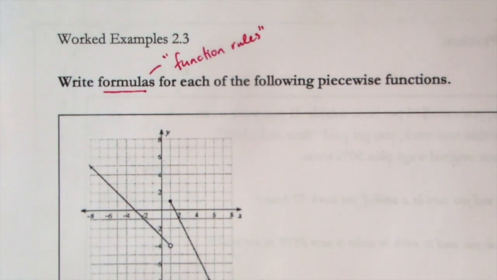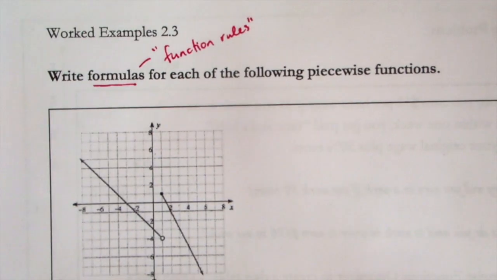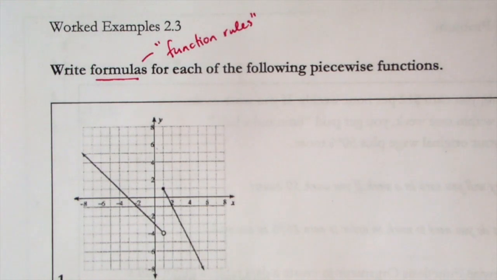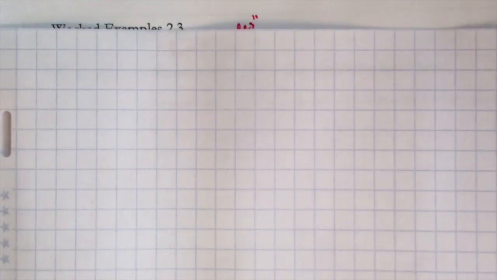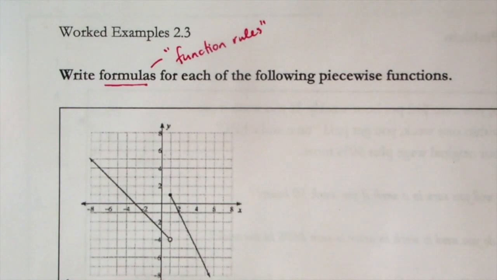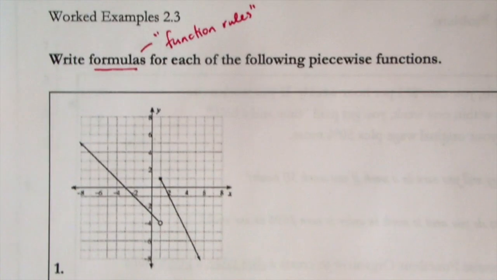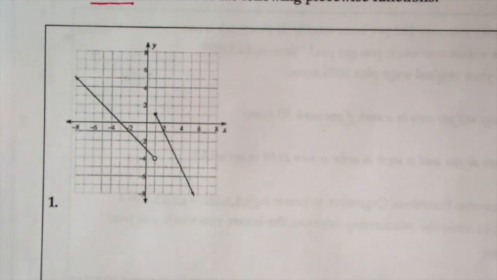What I recommend you have in front of you is this example. I also recommend that you have your graph paper notebook or some blank graph paper, because when we get to a later problem, you're going to need some more room to write these examples. All right, number one, how would we write a formula for this piecewise function?